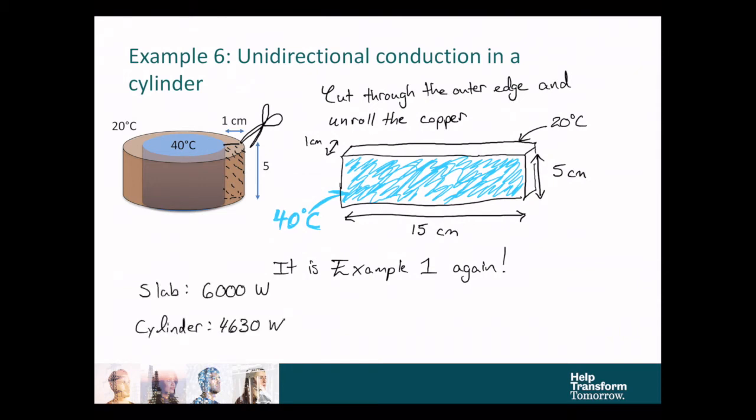The interesting thing is that when we solved it in the slab geometry, it took 6,000 watts to maintain the temperature, and for the cylindrical geometry, it only takes 4,630 watts. And actually, I won't tell you exactly why that is because I think you can figure it out. Think about the way the area is changing for a cylinder as opposed to the slab geometry. But that's just a useful observation.